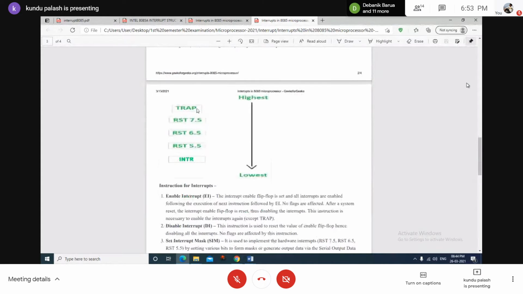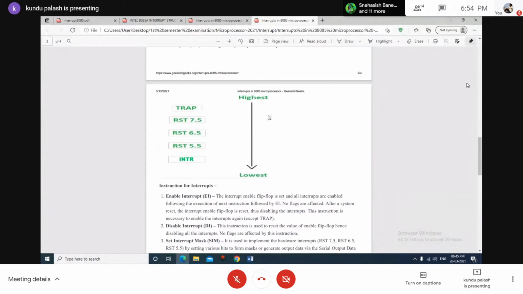So TRAP has the highest priority. It will be given attention first if all these interrupts occur. Then after finishing, the next priority interrupt signal is RST 7.5. It will be attended. Then after finishing RST 7.5, it will give attention to the RST 6.5 signal and so on. Then at the last, the general interrupt request signal will be processed. So these are called the priority. INTR has the lowest priority, whereas TRAP has the highest priority.